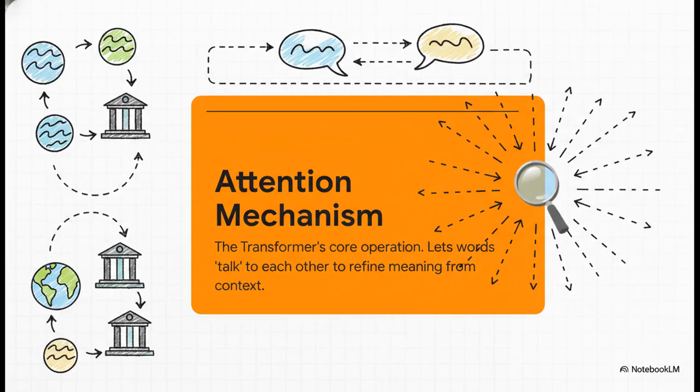So what's the secret sauce inside the transformer? It's a brilliant concept called the attention mechanism. It basically lets every single word in a sentence pay attention to every other word at the same time. This is how it understands context. It's how it knows that the word bank means something different when you're talking about a river versus when you're talking about money. It's looking at all the surrounding clues to figure out the true meaning.